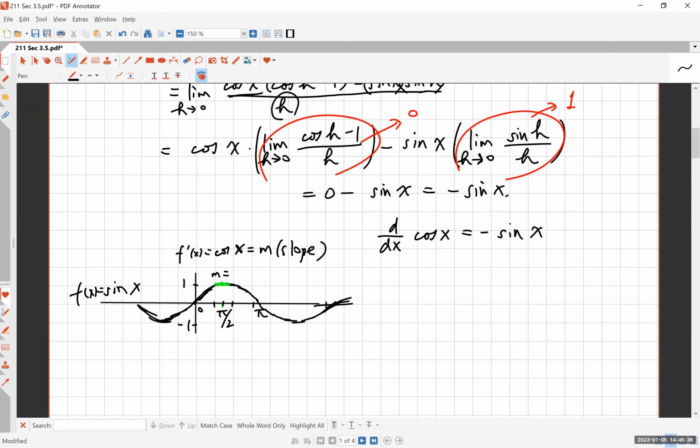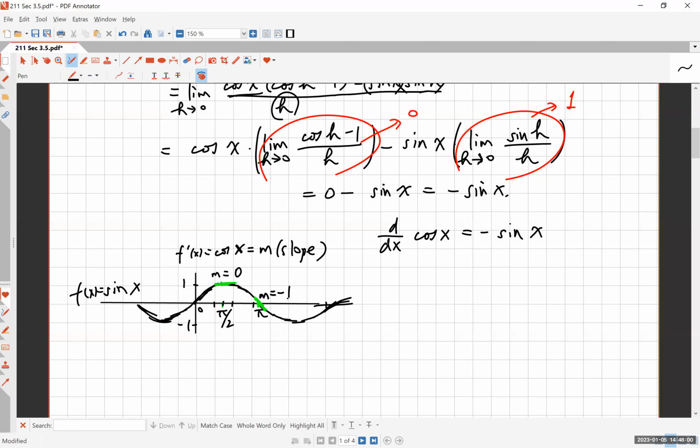Yes, it is 0. And it is consistent with what you observe here, because it's hitting its highest point. The tangent should be horizontal. Okay, how about at pi? At pi, the derivative, the slope seems to be negative, right? And I ask you, what is cosine of pi?